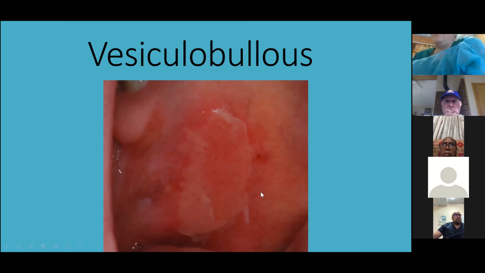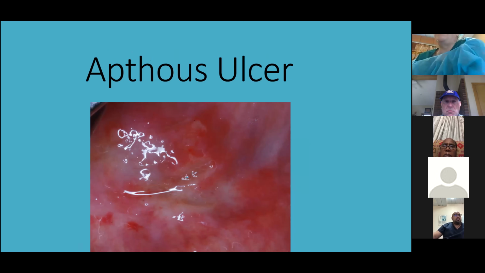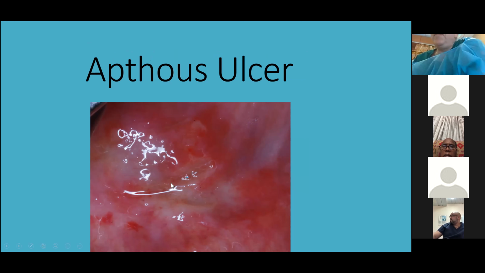Biopsy early is advised. You can look for Tzanck cells by the pathologist, helps to confirm the presence of pemphigus. Aphthous ulcers, of course, very common. Here you can see an aphthous ulcer of the mouth. Usually traumatic, but they can also be spontaneous. Usually treated with topical steroid pastes. Sometimes you have to excise them.